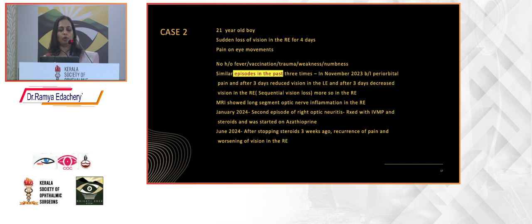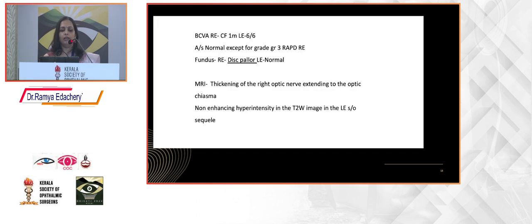This is a 21-year-old boy with sudden loss of vision in the right eye for 4 days. There was pain on eye movements. And on probing, he gave a history of similar episodes. In the second episode, his vision was first affected in the left eye, followed by the right eye, and he was started on IVMP and azathioprine. Now when he showed me, his right eye was affected. His vision was counting fingers, with a grade 3 RAPD and a disc pallor in the right eye.